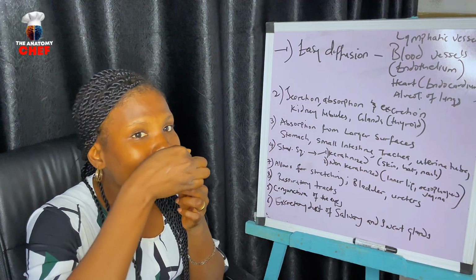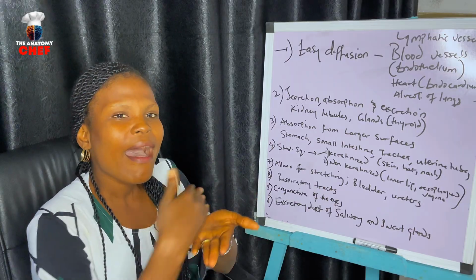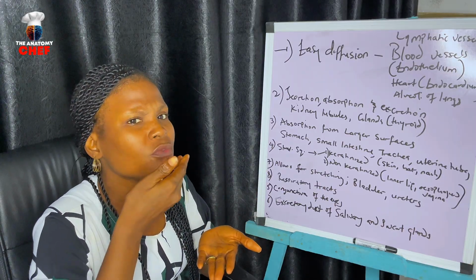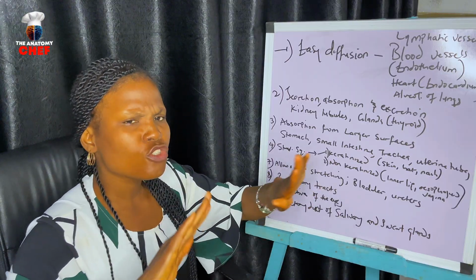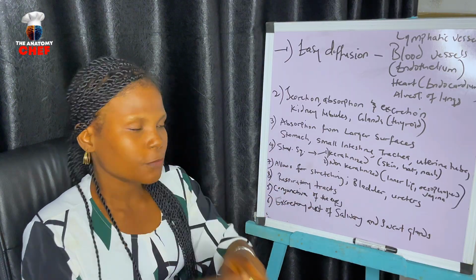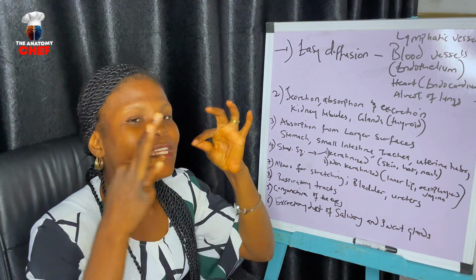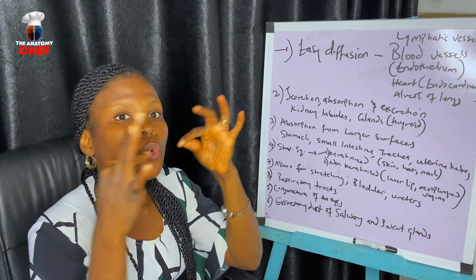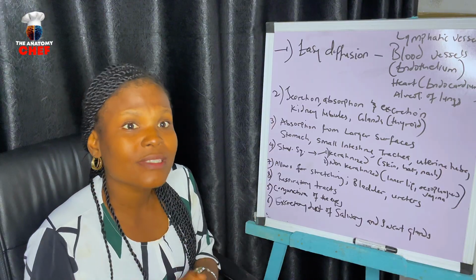So you see the inner part of your lip. You see how slimy it is. Just use your tongue and touch the inner part of your lip. You see how soft and delicate it is, how smooth it is. Good. That is non-keratinized stratified squamous epithelium. You can't even hurt it.